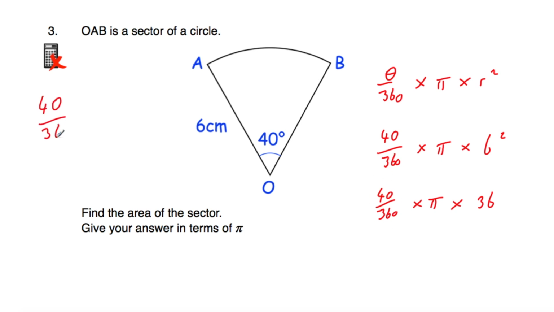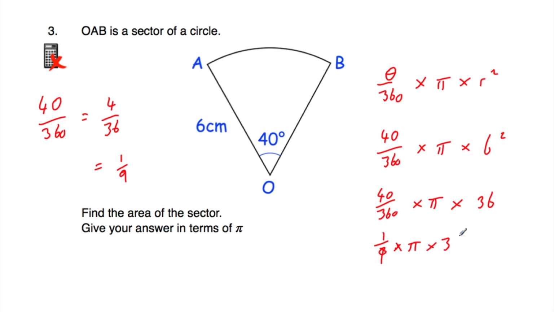Now I'm going to cancel down this fraction. So 40 360ths. Now I know it's a ninth already, but if we divide both of them by 10, we get that's equal to 4/36. And then if we divide both of them by 4, we get that's equal to 1/9. So that's a ninth of a circle. So we've got a ninth multiplied by pi multiplied by 36.